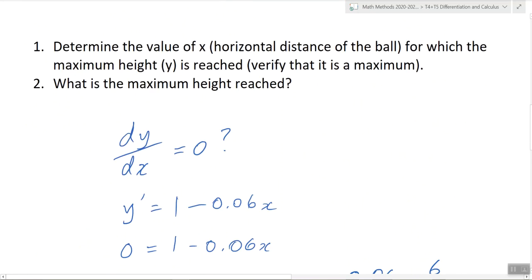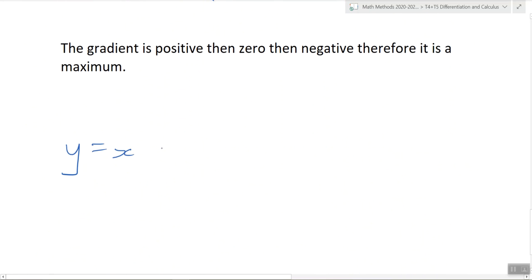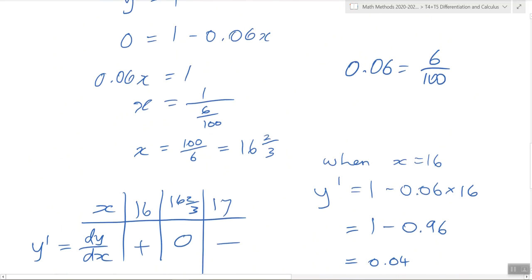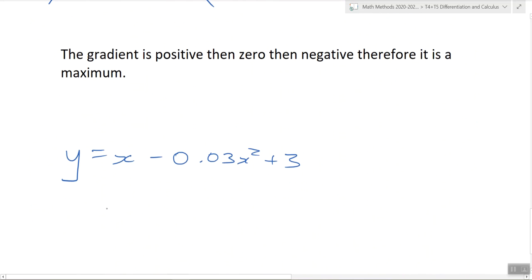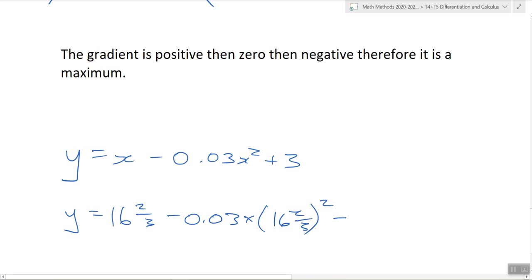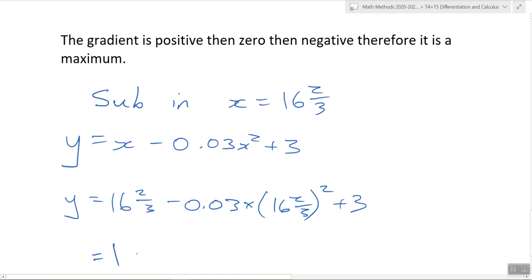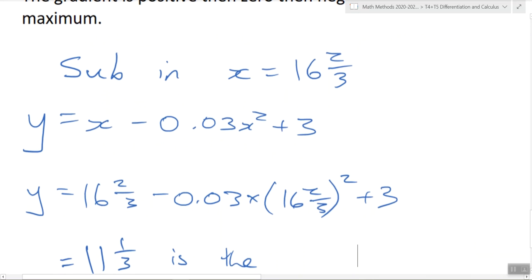I keep forgetting the equation. x take 0.03 x squared plus 3, I think, for the 3 meter tall rugby player, apparently. I guess if he's 2 meters and then throws it like that, it could be 3 meters. Well, yeah, what's that? 11 1/3 as the max height. The statement, because it's real life, is the max height.